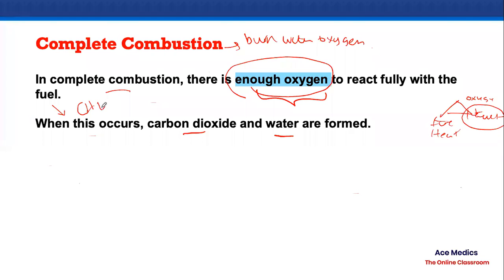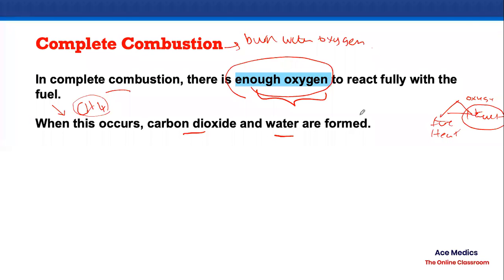So what was methane an example of? CH4. What was methane an example of? Do we remember? Okay, so methane is a fuel, but we said methane is an example of a particular type of fuel. What kind of fuel was it? Fossil fuel. So methane is an example of fossil fuel.